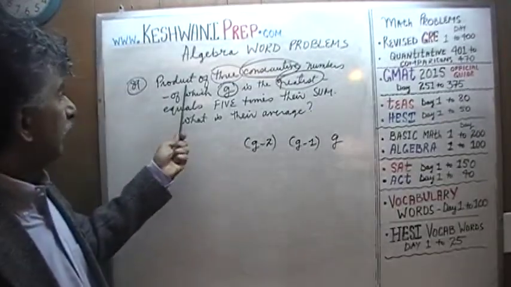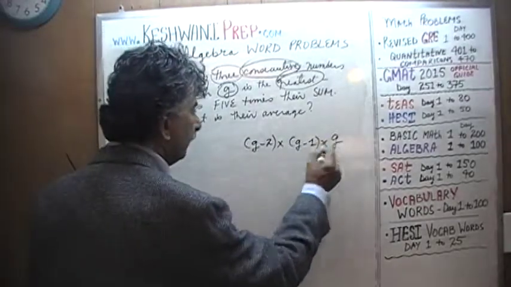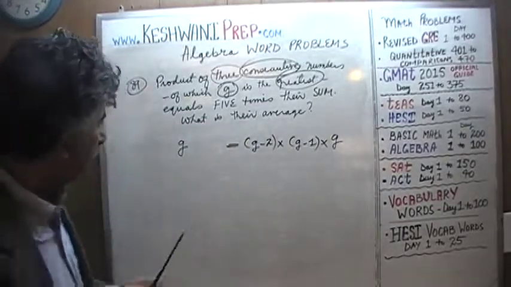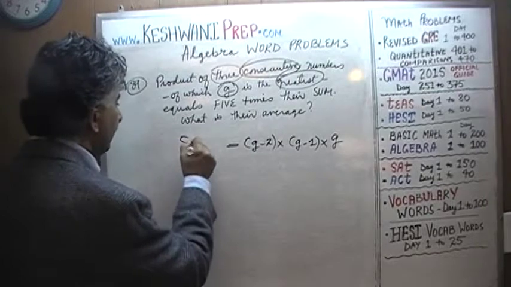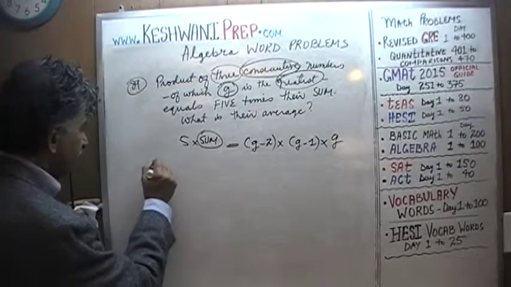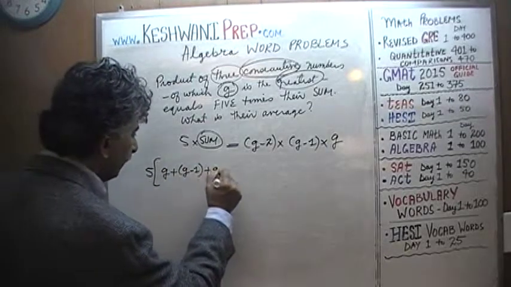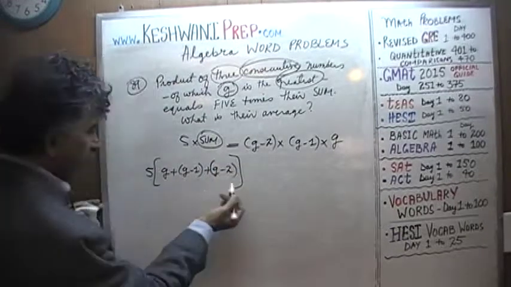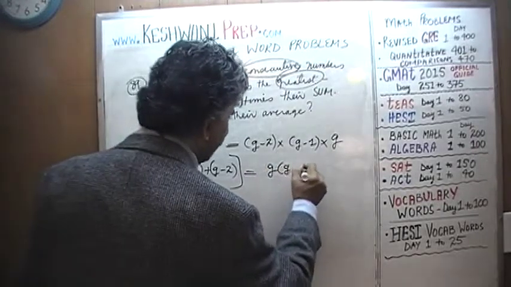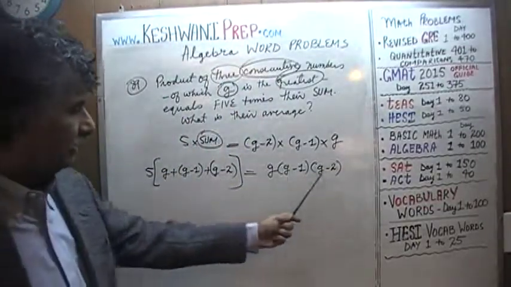And we are told that their product happens to be 5 times their sum. So the product of these three numbers happens to be 5 times their sum. So it's 5 times g plus g minus 1 plus g minus 2. That is their sum, the sum of the three numbers. It has to equal this quantity, g times g minus 1 times g minus 2. I put them in the reverse order so that it looks a little bit better.